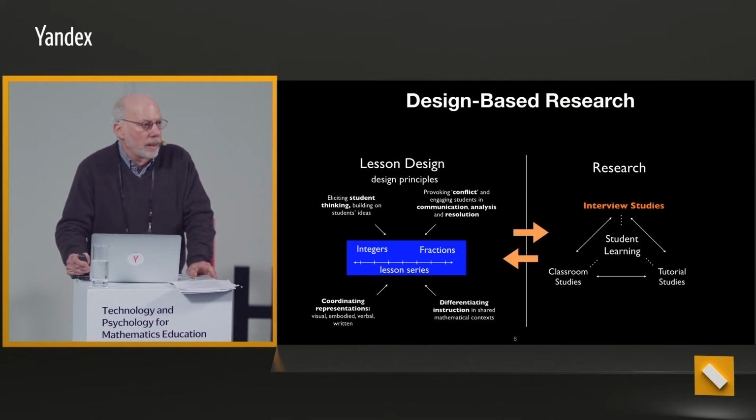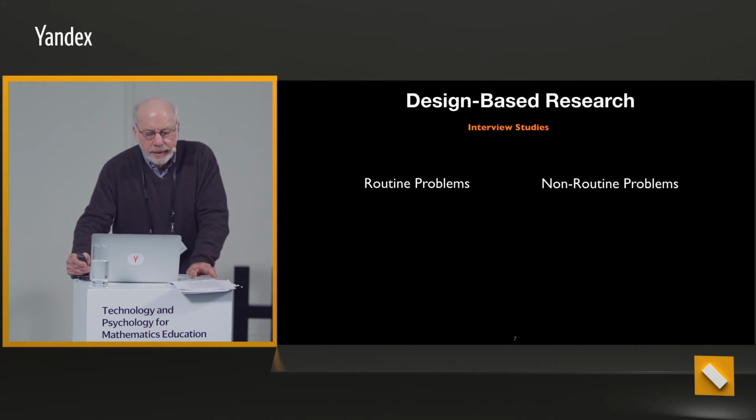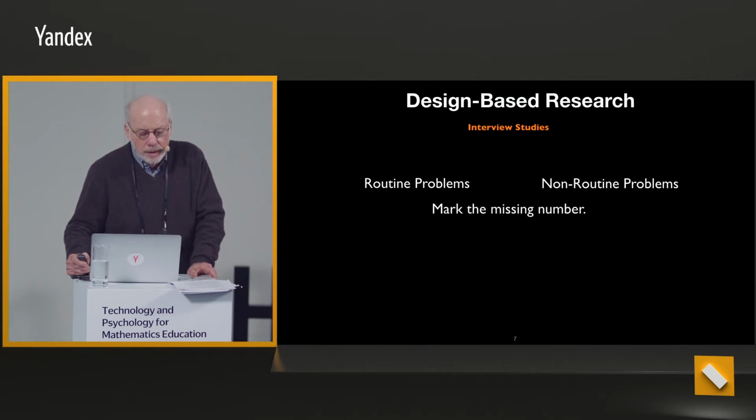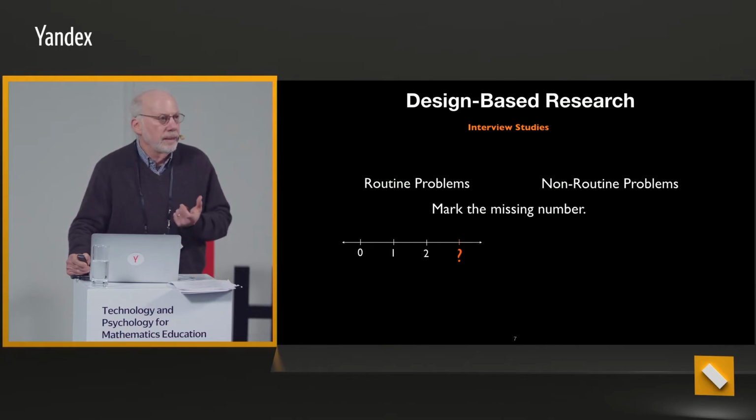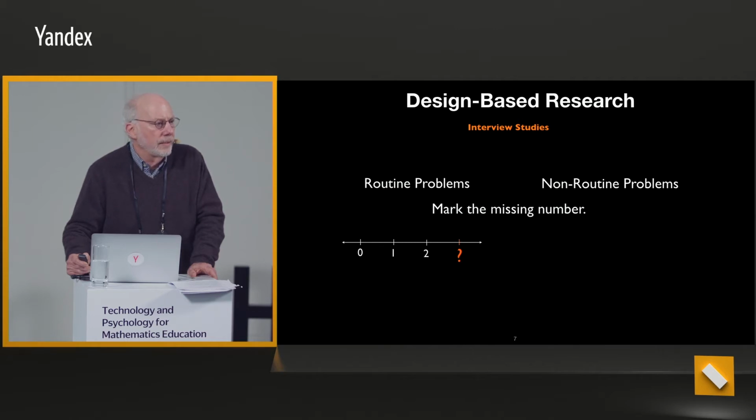So I'm going to start off with just describing some interview studies, or a couple of problems from an interview study. A key distinction for the interview studies is that we distinguish between routine problems and non-routine problems. So a routine problem might be something like this. Mark the missing number on this number line. The idea is that in this kind of problem, students might be coordinating linear units, that is units of length, with numerical units, that is counting numbers or the ordinal number series. But the problem is you really can't tell if a student gives the answer 3 whether the student is using simply the next whole number in a series or whether there's a coordination of linear units and numerical units.